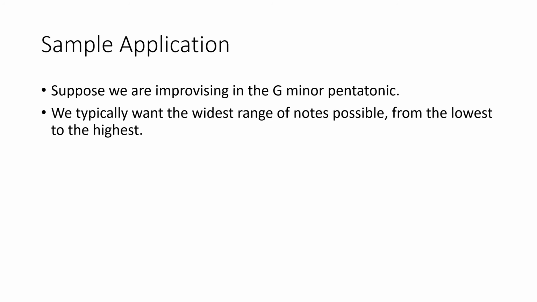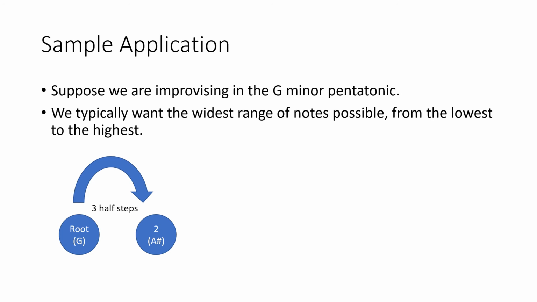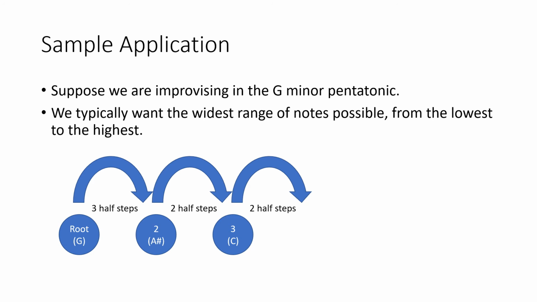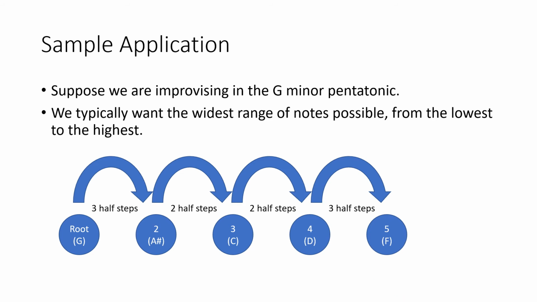So if we're going to improvise, we probably want the widest range of notes possible, from the lowest note to the highest note that we can reach on our particular guitar. So let's see what notes are in the G minor pentatonic. Well, of course, we're going to start with G. We move up 3 half steps, which gets us to A sharp. 2 more half steps gets us to C. 2 more half steps get us to D. 3 half steps get us to F. And of course, 2 more half steps get us back to G.